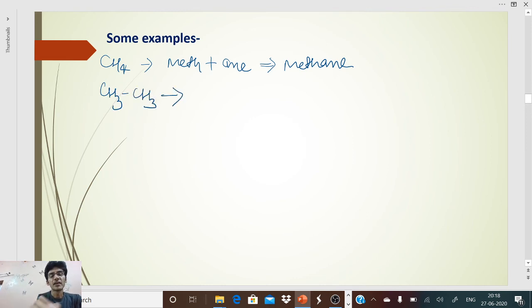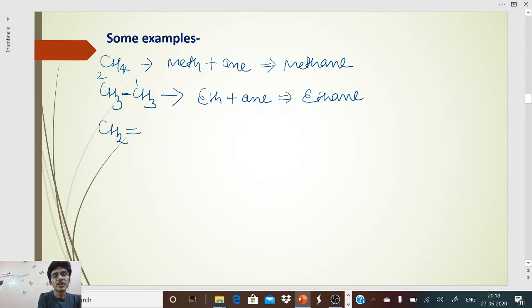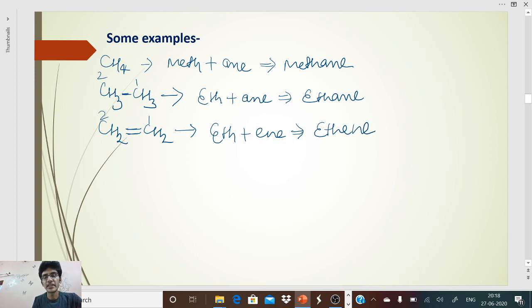Okay, now CH3-CH3. We can say here there are two carbon atoms, 1 and 2. Two means eth, plus carbon-carbon only single bond, then we can say ane, then ethane. This is the name of this compound. Another example we can write down: CH2=CH2. Here carbon number 1, carbon number 2, there are two carbon atoms. So we can use the prefix eth, but here a double bond is present. For the double bond ene is used, so we can write the name of this hydrocarbon as ethene.